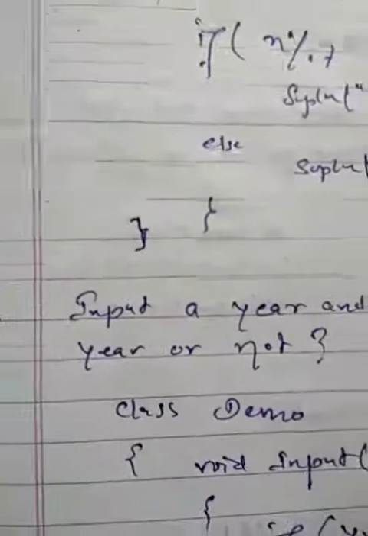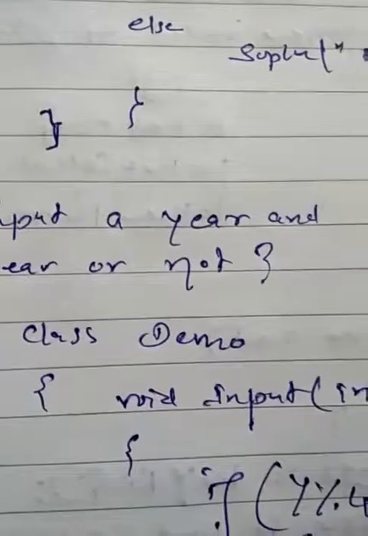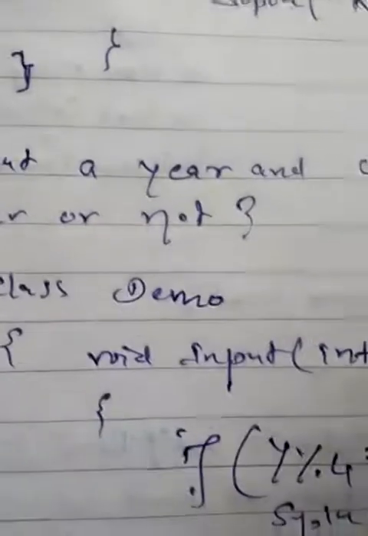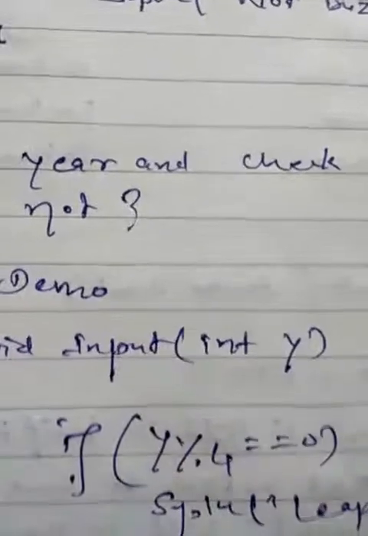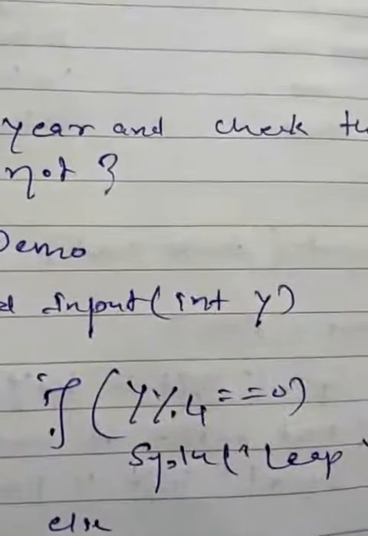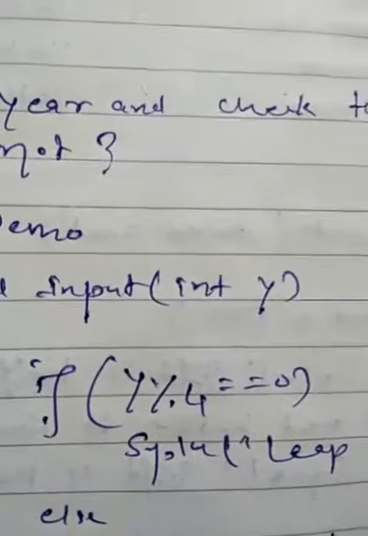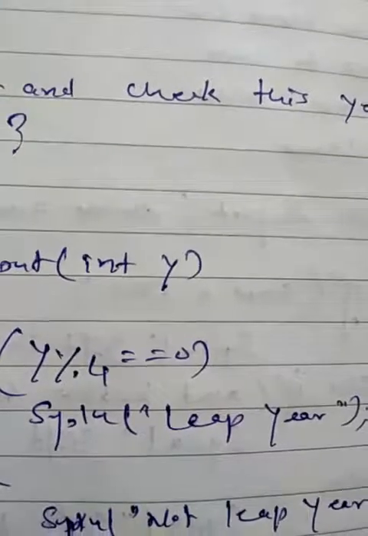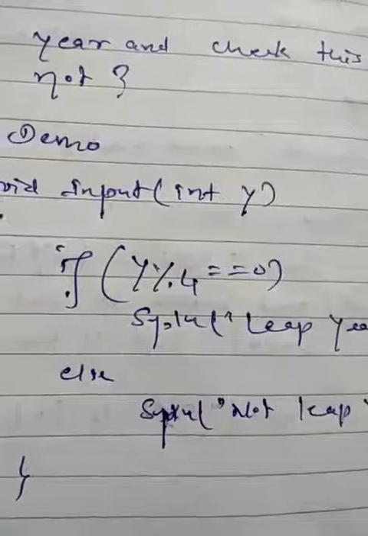Now the next question, again a simple question: input a year and check whether this year is a leap year or not. A leap year is a year which is divisible by 4. So class Demo, void input, integer y, we are taking a year as input. If y mod 4 is equal to 0, if this condition is true, then we will print the year is a leap year, otherwise the year is not a leap year.